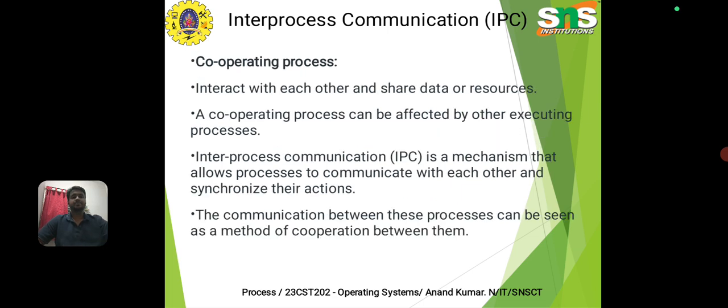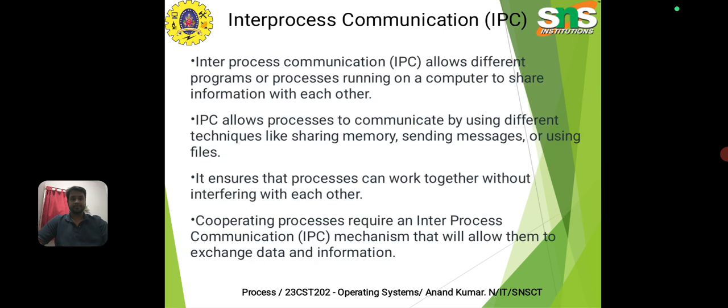But coming to the next process, that is what we call the cooperating process. It interacts with others and shares data or resources. A cooperating process can be affected by other executing processes, and interprocess communication, which we shortly call IPC, is a mechanism that allows processes to communicate with each other and synchronize their actions. The communication between these processes can be seen as a method of cooperation between them.